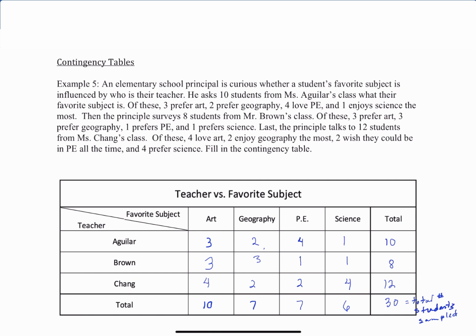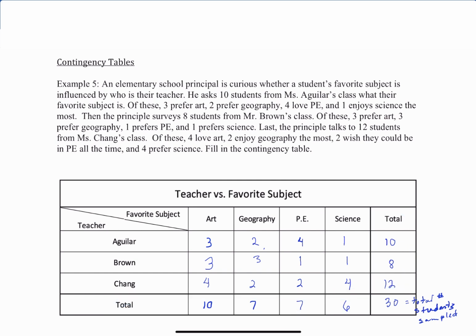Now, if we add up the total row, in other words, the last row, we should get the same number, because this last row should include all the students that were sampled. It's just that this row splits them up into the categories based on their favorite subject. The total column that we just added up, that also should include all the students sampled. It simply splits them up into categories based on who their teacher is.